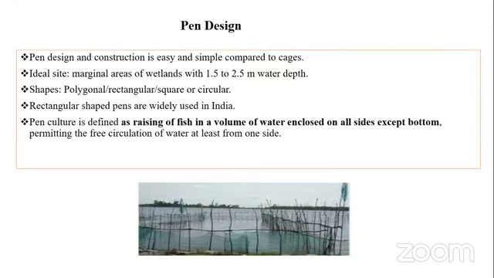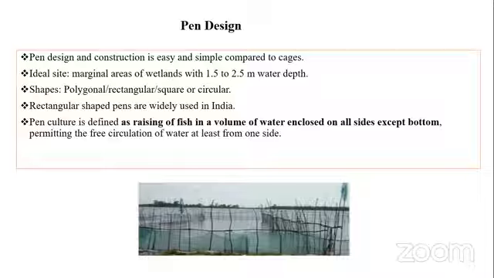This is how you can see it. It is nothing but you have to use the poles and net to make one enclosure, and the site should be where you can easily come and go for observation. If required, you can give supplementary feed also. Pen and cage culture are good rearing practices, because here the fishes are in their natural environment and they are getting good oxygen and good live food. But we can also give supplementary feed if we are stocking them in high density.